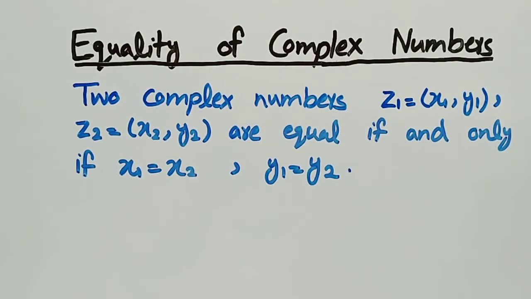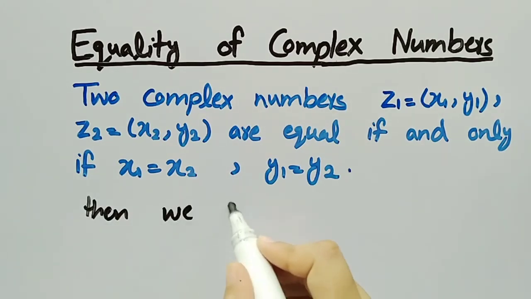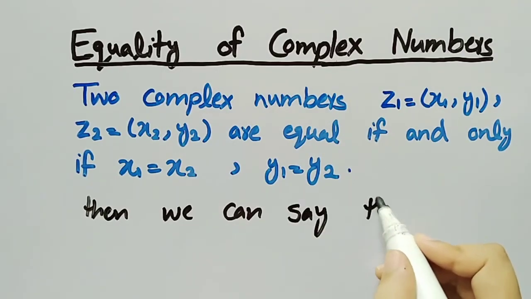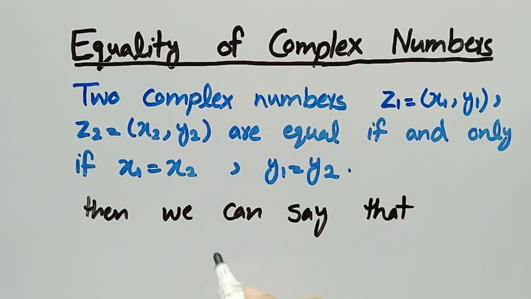Now we will learn when we can say that two complex numbers are equal. Two complex numbers z1 and z2 are equal if and only if x1 is equal to x2 and y1 is equal to y2. Then we can say that z1 is equal to z2.